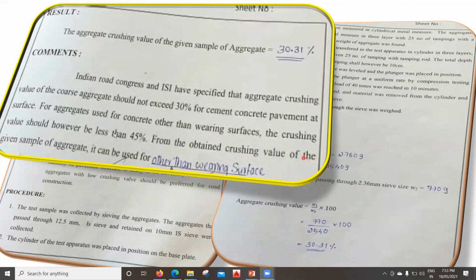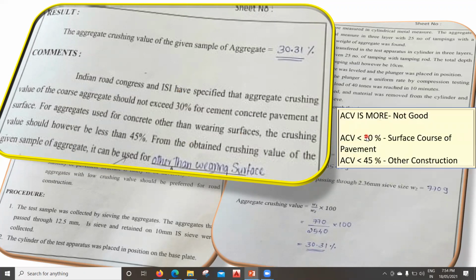So from the obtained crushing value of the given sample, it can be used for other than the wearing course. You cannot use it for the cement concrete. Other than that, you can use it for the wearing course and all, right? So if the aggregate crushing value is more, what will happen? That means your aggregate is not of good quality, right? If your aggregate crushing value is greater, like 40-50%, that means your aggregate is not of good quality. So always remember, if you're using it for a surface course of the pavement, then the aggregate crushing value should be less than 30%. And if you're using it for other construction, make sure the aggregate crushing value is not greater than 45%, right?